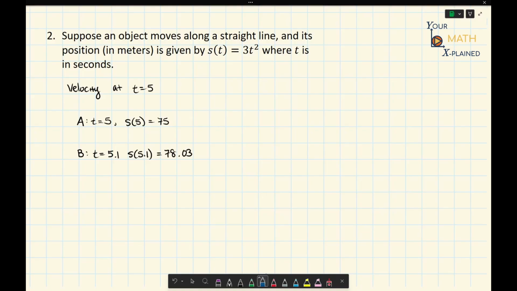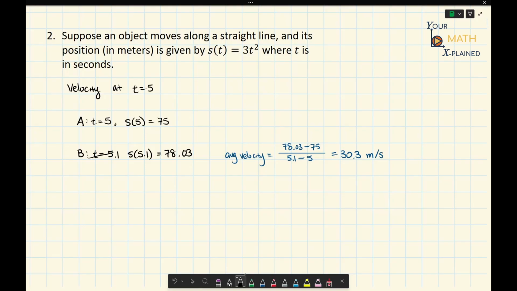Then the position of this object at 5.1 seconds is going to be equal to 78.03. So now the average velocity of this object from point A to point B is going to be equal to the change in distance, which is 78.03 minus 75, over the change in time, which is 5.1 minus 5. And that is going to give us 30.3 meters per second.